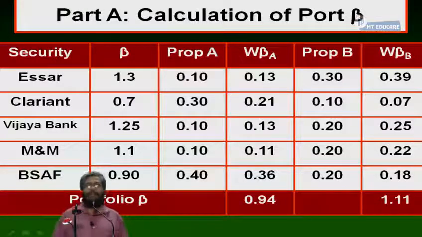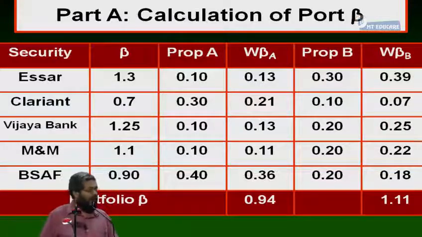In that case, tell me, this 0.13 beta will vanish. Yes or no? SR is representing 10% proportion, having a beta of 1.3. The weighted beta of 0.13 vanishes for SR. Yes or no? For portfolio B, how much vanishes? 0.39.